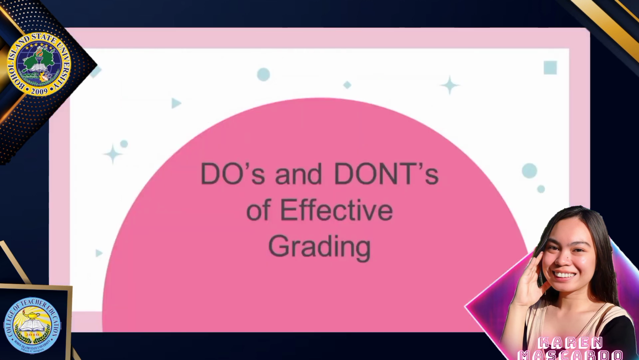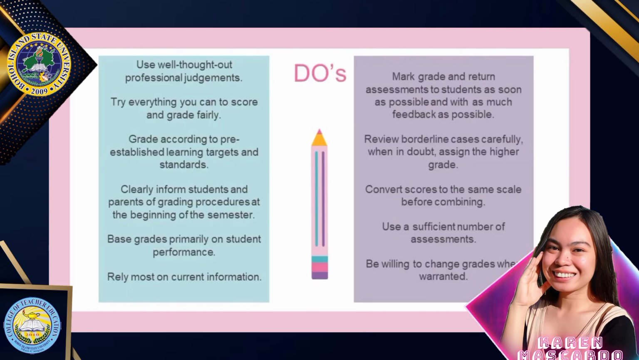Do's and don'ts of effective grading. This is what you should do to attain effective grading. Use well thought out professional judgments. Try everything you can to score and grade fairly. Grade according to pre-established learning targets and standards. Clearly inform students and parents of grading procedures at the beginning of the semester. Base grades primarily on student performance. Rely most on current information. Mark, grade, and return assessments to students as soon as possible and with as much feedback as possible.